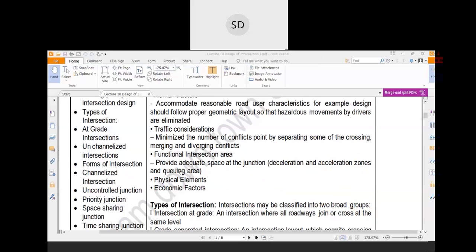Now, functional intersection area. In the main intersection area, you have to provide adequate space at the junction so that the speed of the vehicles will not reduce.